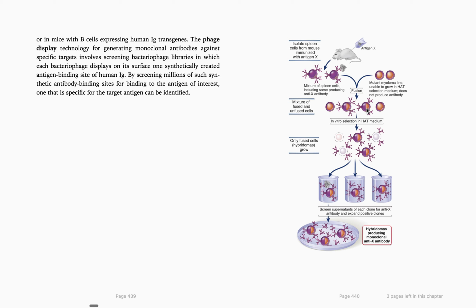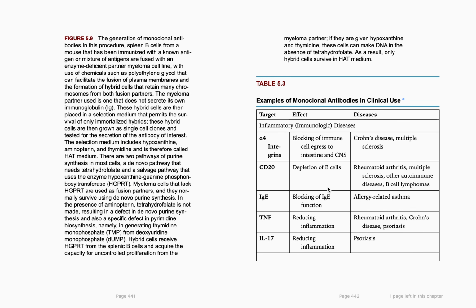Then they are selected, those which survive in vitro selection in HAT medium. You see these ones are selected. Then only fused cells, hybridomas, grow. They grow, and the hybridomas producing monoclonal anti-X antibody are produced. So that is the process that is happening actually in the body. So that was just the description.